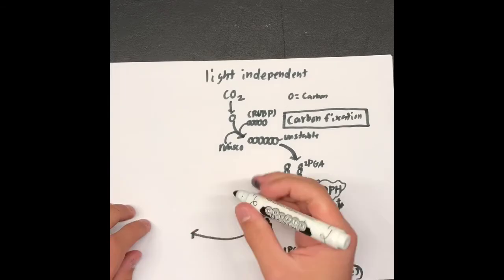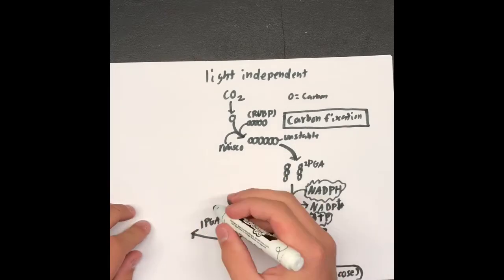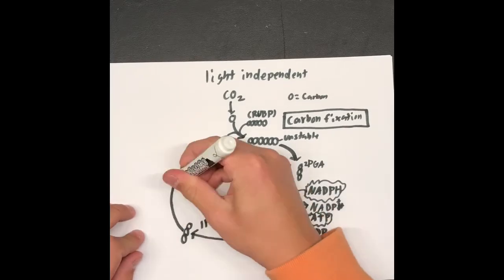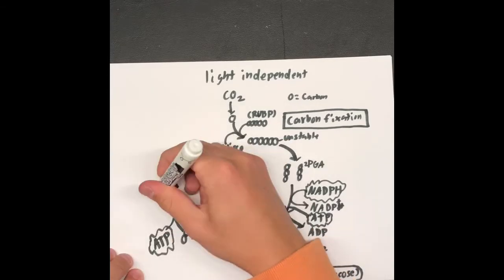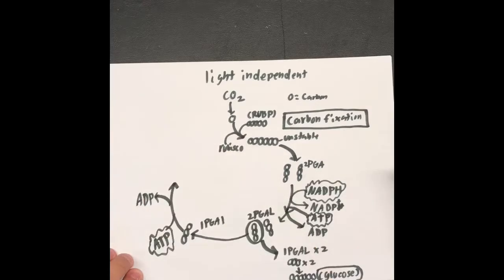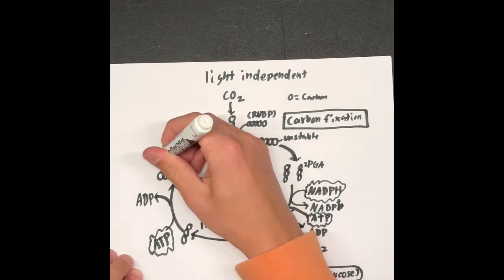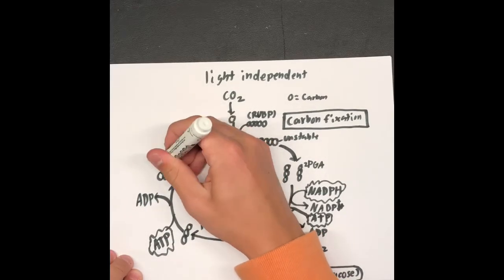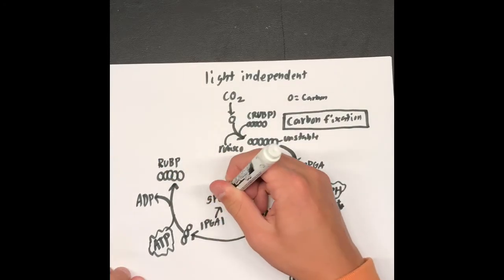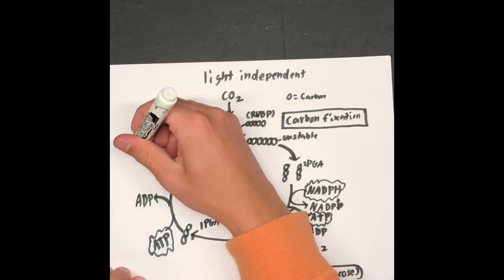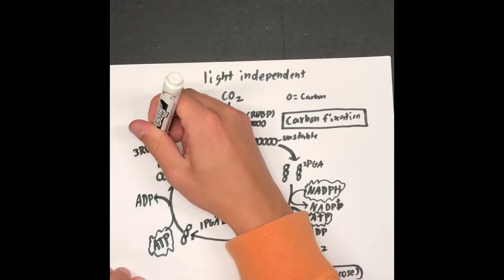The other PGAL is then restored back to RuBP through complex reactions called the regeneration phase. The chemical energy from ATP is used to regenerate PGAL to RuBP. However, one PGAL isn't enough to regenerate RuBP. Instead, we need 5 PGALs to regenerate to 3 RuBPs.